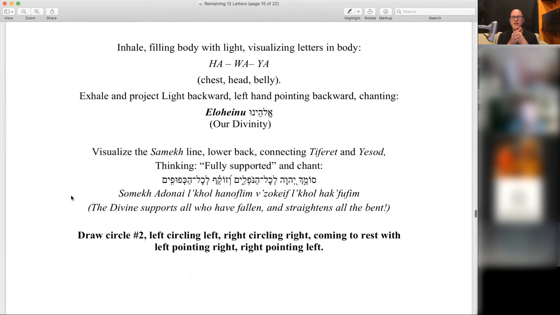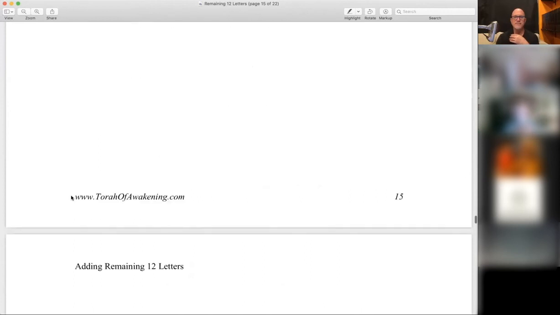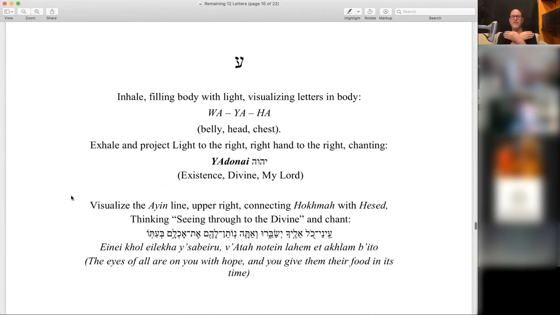hakafufim. Drawing the second circle, right goes right, left goes left, horizontal circle. Following all the way around, left faces right, right faces left. And breathing in Wa, Ya, Ha, projecting Ya Adonai to the right. Ya Adonai.